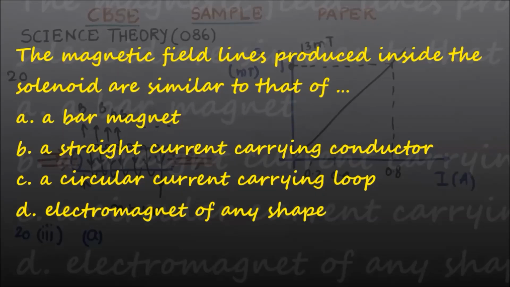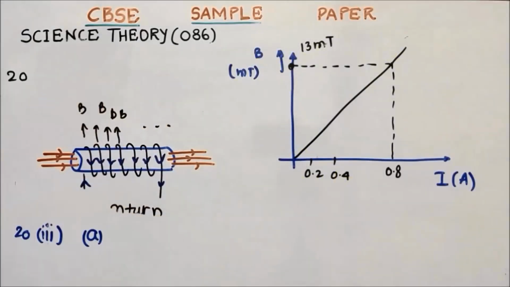Yes. A straight current carrying conductor? No. A circular current carrying loop? No. Electromagnet of any shape? No. See that if you change the shape of the solenoid, the magnetic field lines shape will also change. So option D is not at all correct. So the only correct answer is A. So 23 is A. Let's see the next question.